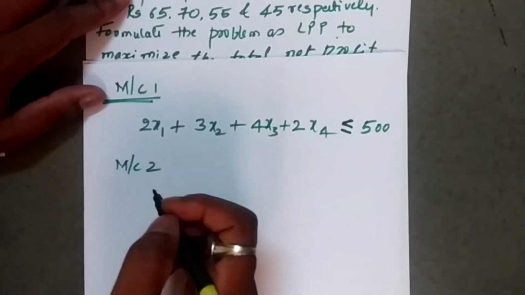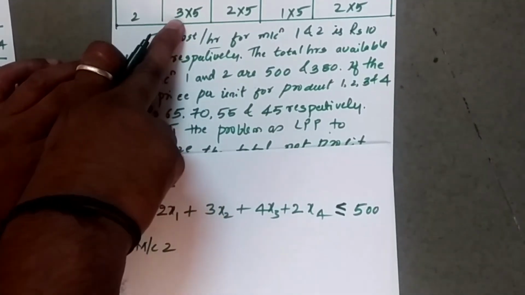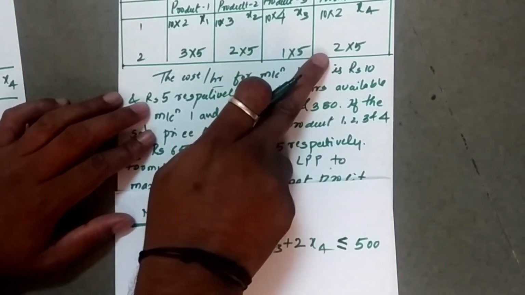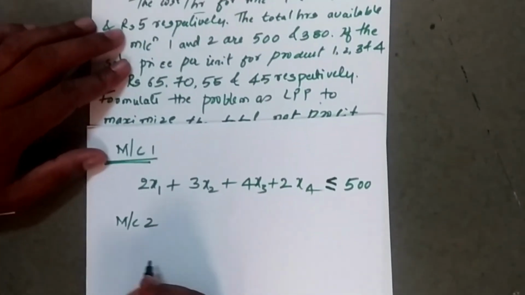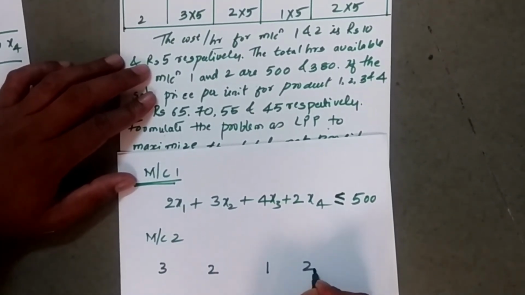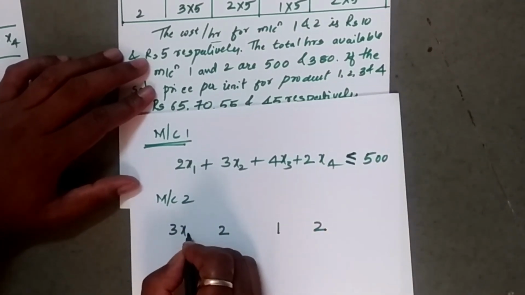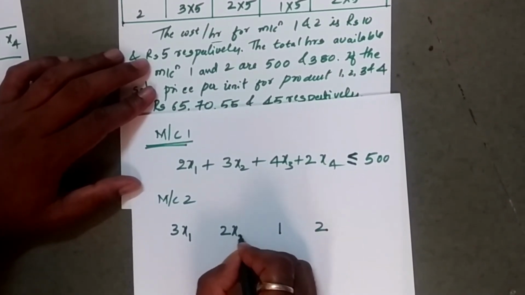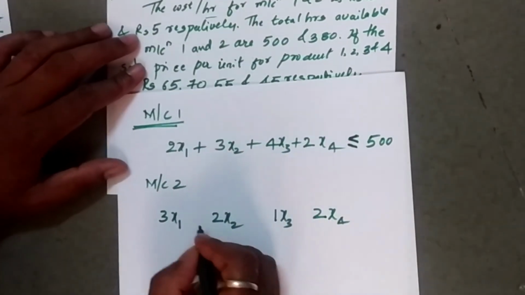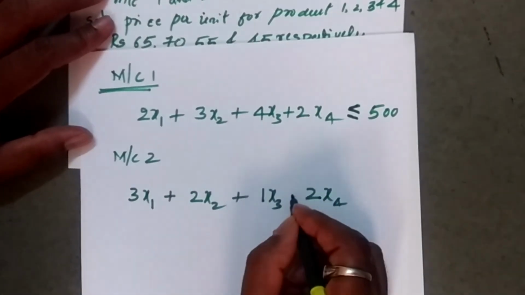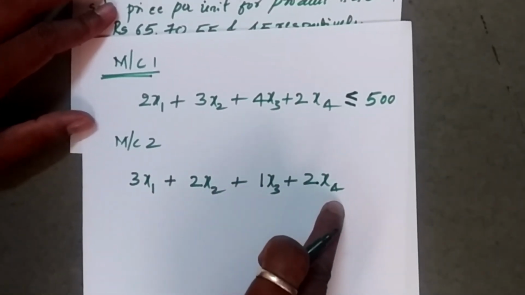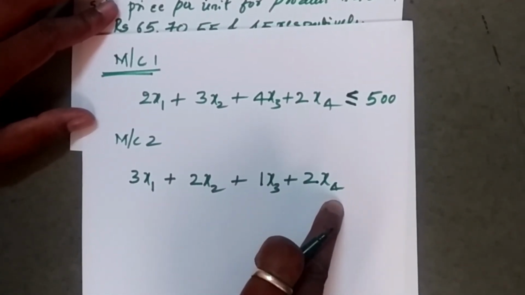So similarly we'll write it for machine 2 now. What have they said? They said they need 3 hours for product 1, 2 hours for product 2, 1 hour for product 3 and 2 hours for product 4. So let us write 3 hours, 2 hours, 1 hour and 2 hours. This is for a single unit. We have x1 units for product 1, x2 for product 2, x3 for product 3 and x4 for product 4. To calculate the total time, I should add this. After adding, this is the total time I'm going to spend on machine 2 considering all the products.